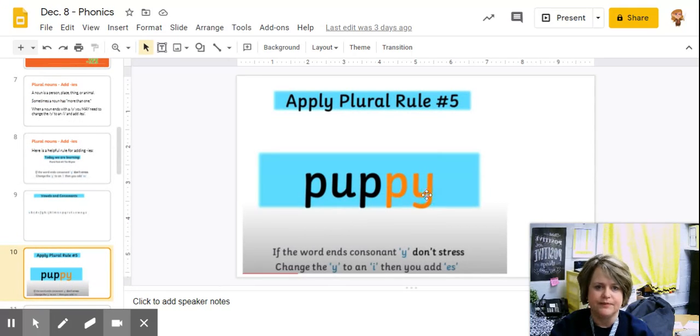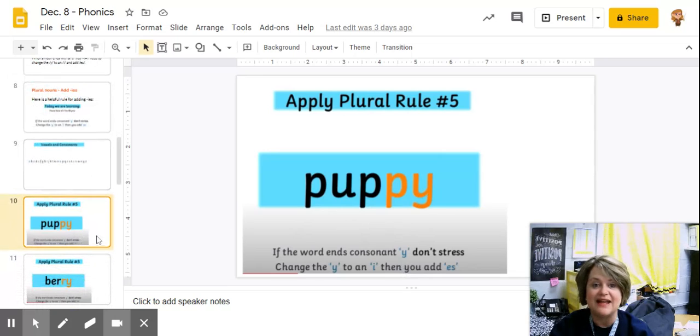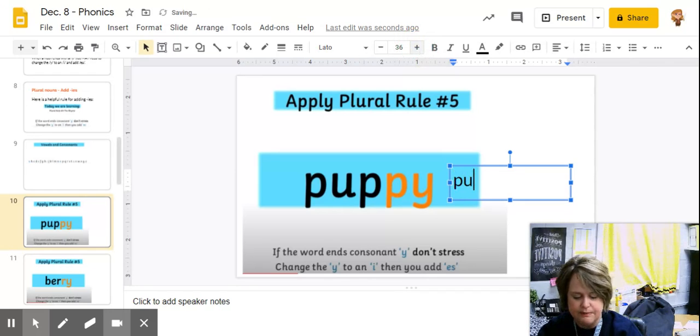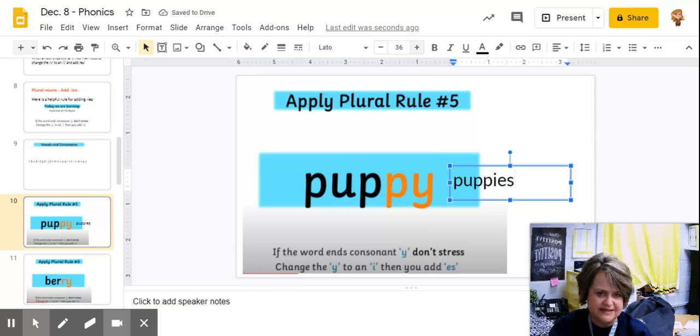So here is puppy. Here's a Y. Look at the letter before. It has a consonant. So yes, if the word ends consonant Y, don't stress. Change the Y to an I and you add ES. So that means what I would have to do is change that Y to an I, and I'm going to add ES. So let's look at it. P-U-P-P, change the Y to an I and you add ES. So now we have puppies.